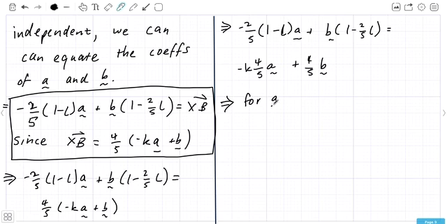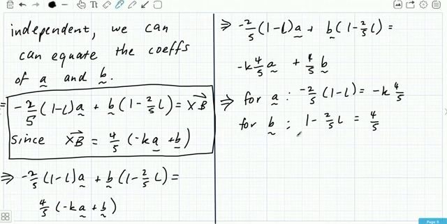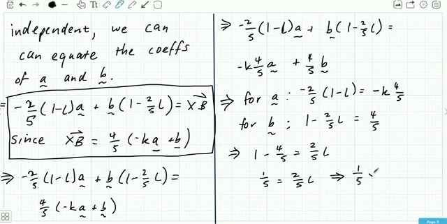So for A, we've got negative 2/5 of 1 minus L equals negative 4/5 of K. And for B, equating the coefficients of B, we've got 1 minus 2/5 of L equals 4/5. This one's going to be the easier one to find L. I'll take this over to this side and this to this side, so we're dealing with positive numbers. So 1 minus 4/5 equals 2/5 of L. 1 is 5 over 5, so this leaves 1/5 equals 2/5 of L. When you take this 2/5 over to the other side, it becomes a multiply and it flips over. We cancel and end up with L equals 1/2.